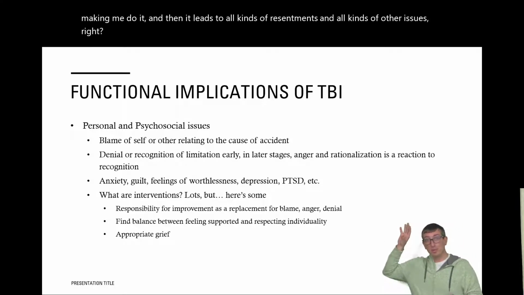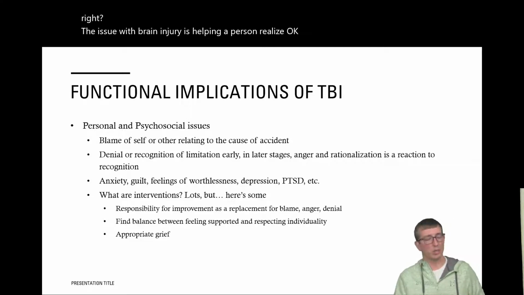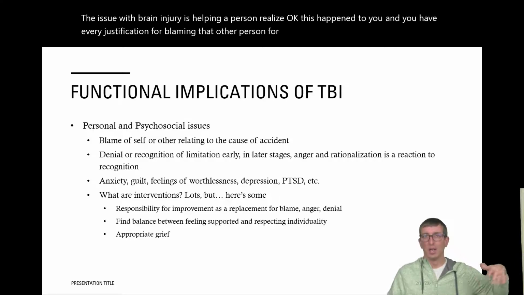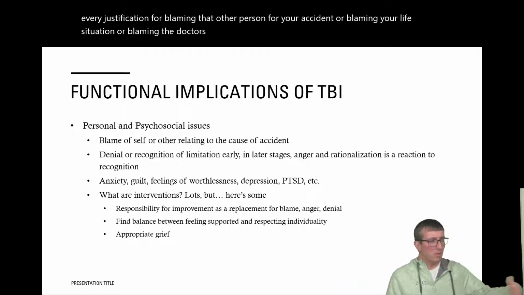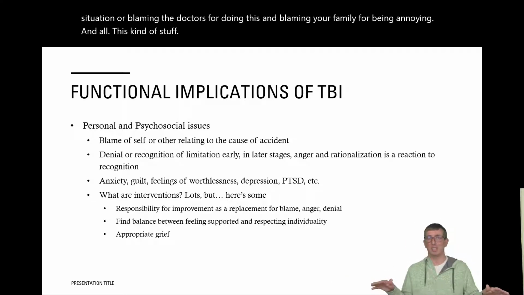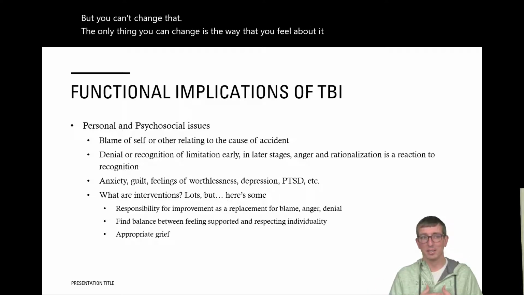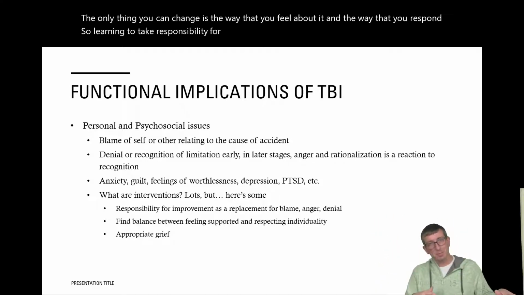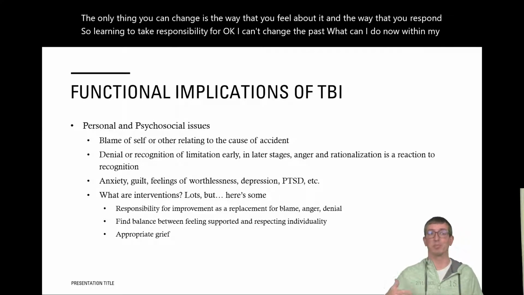The issue with brain injury is helping a person realize, okay, this happened to you and you have every justification for blaming that other person for your accident, or blaming your life situation, or blaming the doctors for doing this, and blaming your family for being annoying, and all this kind of stuff. But you can't change that. The only thing you can change is the way that you feel about it and the way that you respond. So learning to take responsibility for, okay, I can't change the past. What can I do now within my capacity to take steps forward?